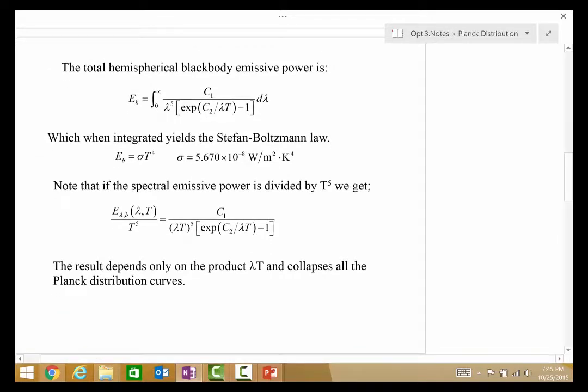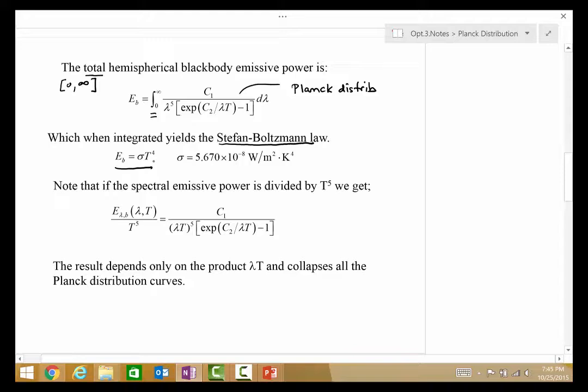So if we wanted to look at the total, which is the integration over all wavelengths, 0 to infinity, hemispherical blackbody emissive power, we have to construct this integral from 0 to infinity of this Planck distribution. When this is done, this yields the Stefan-Boltzmann law, which is the simple law that we use oftentimes in understanding heat transfer in radiation conditions. It yields that E_b is sigma T to the fourth.